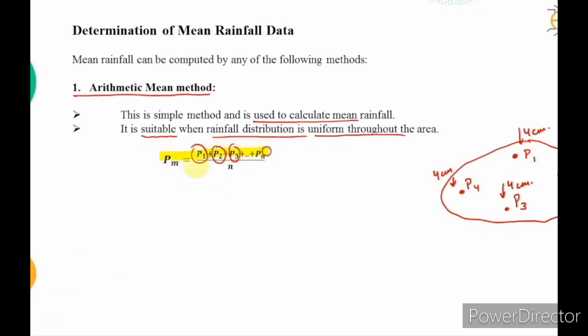So it is the arithmetic method, and its drawback is that this method does not give an accurate result, because it is not possible that rainfall distribution will be uniform throughout a particular area. That's why this method does not give you an accurate result, because of its assumptions.